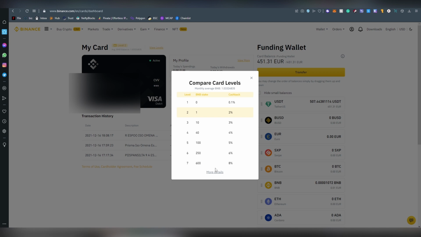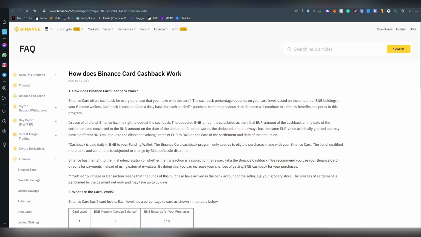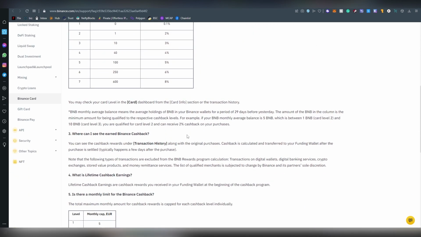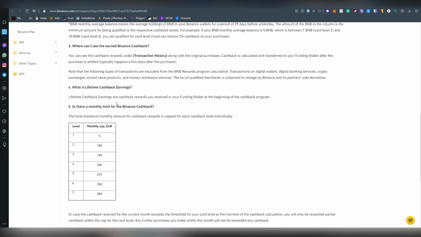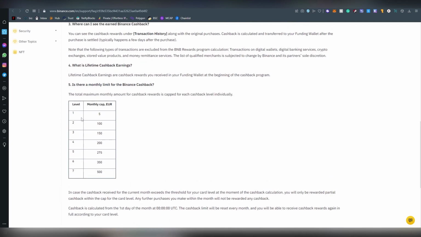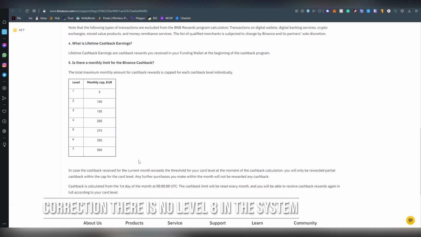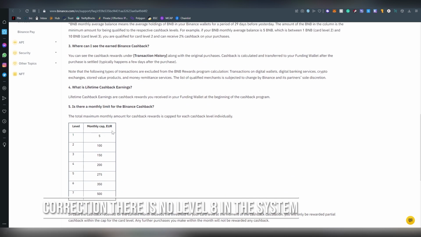as chains are considered. And there's obviously more details here about the cashback and how everything works, the monthly cap and how much you can basically earn. So this is also very interesting here. Apparently for level 8, there's no limitation.